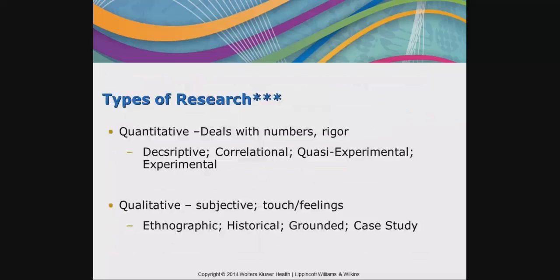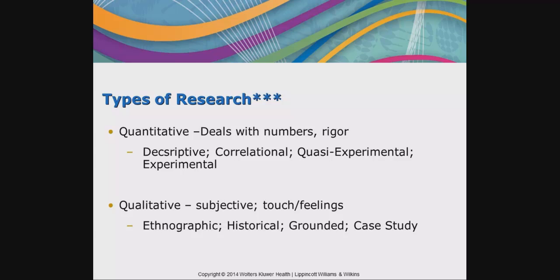So as we are moving toward the push for research, let's talk about the types of research for a moment. There are two broad types, and the first is quantitative. When you think of quantitative, think of it in terms of numbers, rigor. It has got tight control over the research, and it's objective.